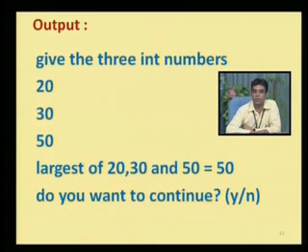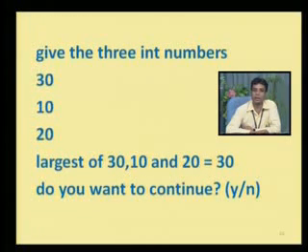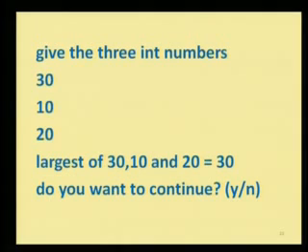If we print "Do you want to continue?" and answer no, it will exit from the loop. If we answer y, yes, then we can re-enter by flushing all these values of i equals 20, j equals 30 and k equals 50. We can flush all these values and reassign the values to i, j and k, that is 30, 10, 20. Now the largest will become 30. Then the largest of 30, 10 and 20 equals 30. And if we are printing "Do you want to continue?" next time and answer no, our program will exit from that particular loop.